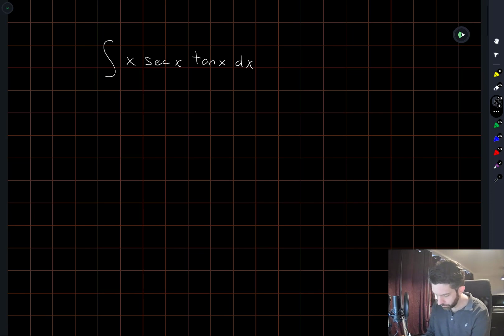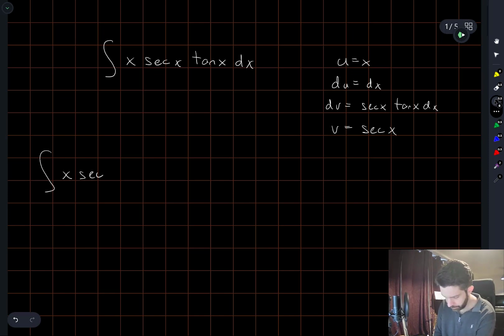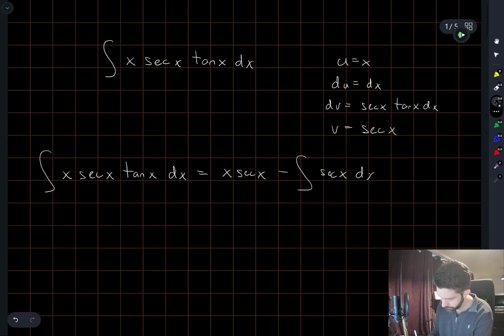So I'll write out all the substitutions here used for integration by parts. And then I have, just by substituting things into the integration by parts formula, I have that.